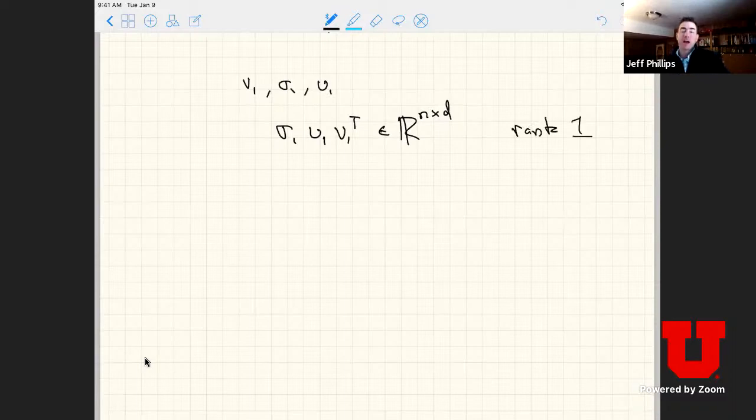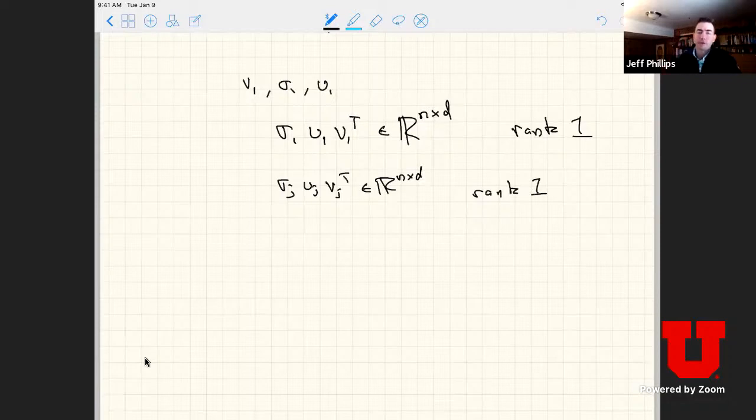When I multiply matrices, the rank of the product is no more than the smallest rank of any of the components. So this is a rank 1 matrix. And in fact, it is true that sigma j, uj, vj transpose is also in R n times d, and this is also rank 1 for any value j.